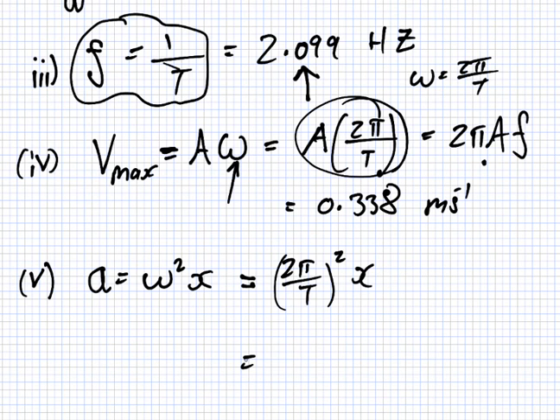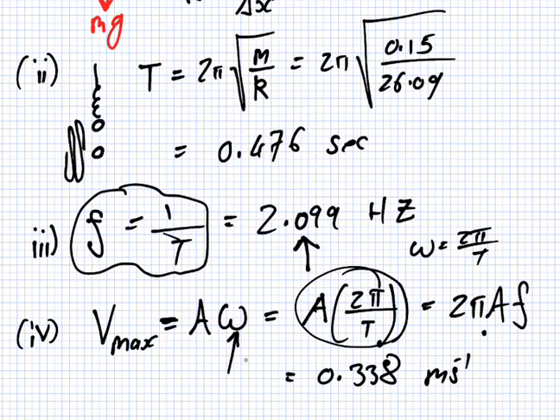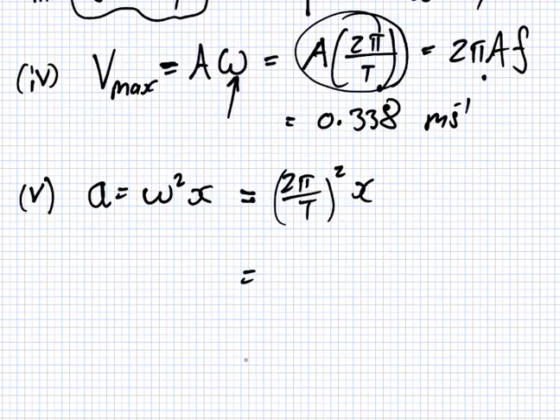What was my T? What was it? My T was 0.476, yeah. Squared, and the x, 0.95 times 10 to the power of minus 2. So I get here 1.66 meters per second squared.